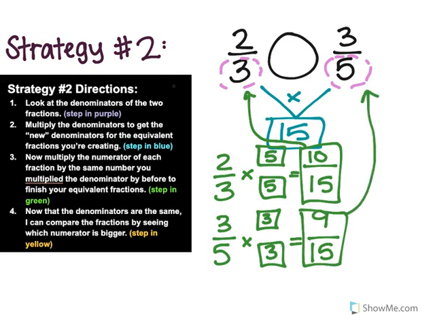I can now compare the equivalent fractions that I've created. I keep them in the same spots. 10/15 is the equivalent fraction to 2/3, so I keep it on that side. 9/15 is the equivalent fraction for 3/5, so I keep it on this side. They both have the same denominators now, so I just look at my numerators. 10 is greater than 9, so in the end, I would say 2/3 is greater than 3/5.